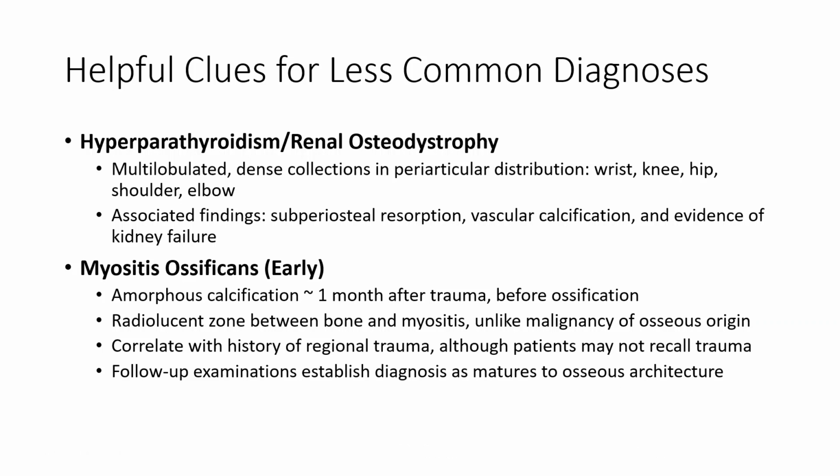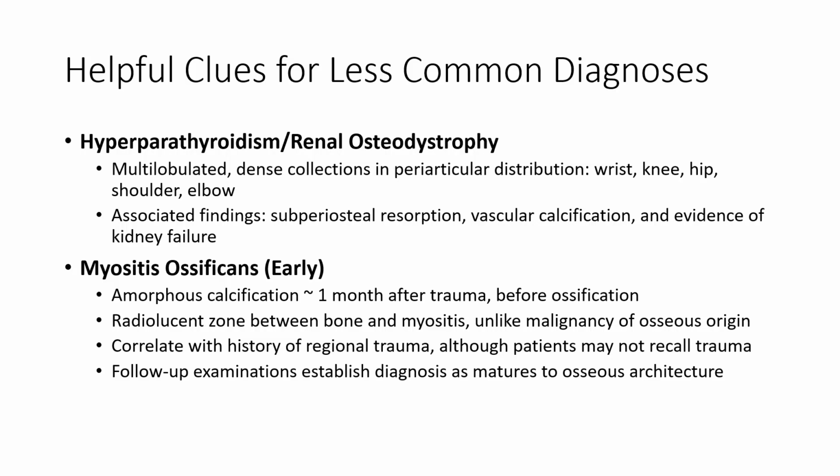Helpful clues for less common diagnoses. Hyperparathyroidism and renal osteodystrophy may show multilobulated dense collections in a periarticular distribution: wrist, knee, hip, shoulder, elbow. Associated findings include subperiosteal resorption, vascular calcification, and evidence of kidney failure.